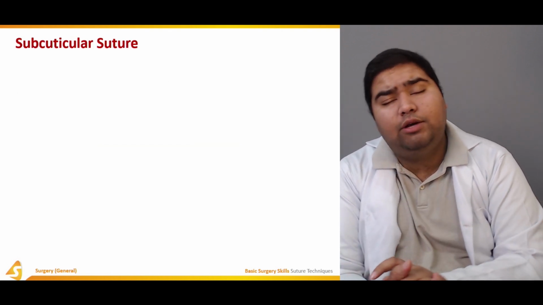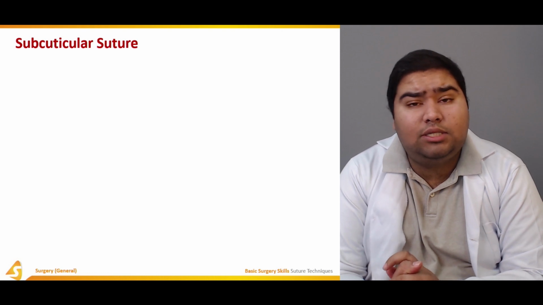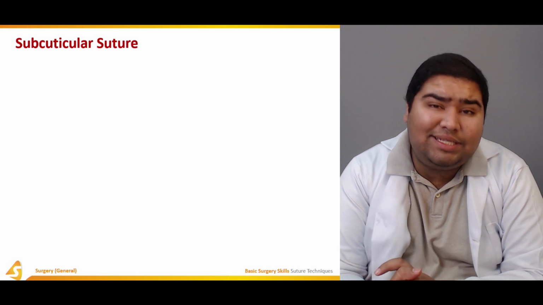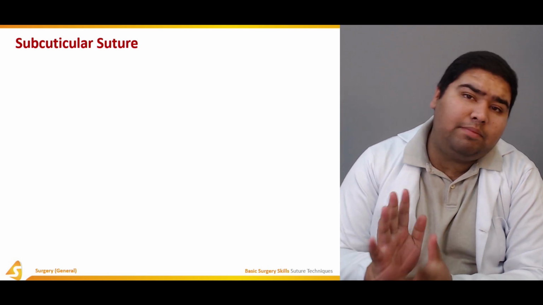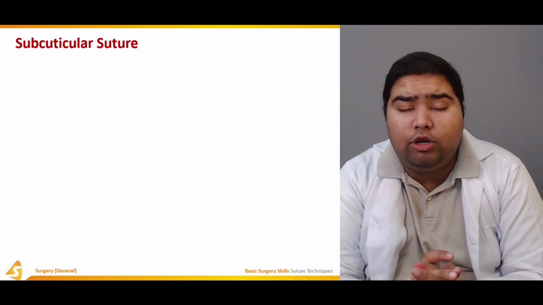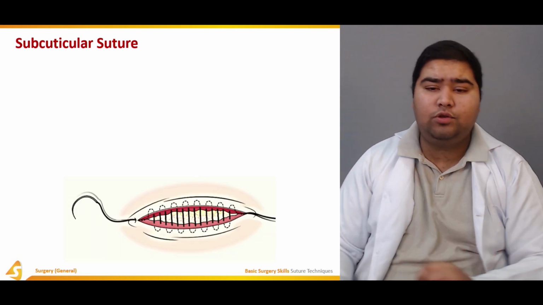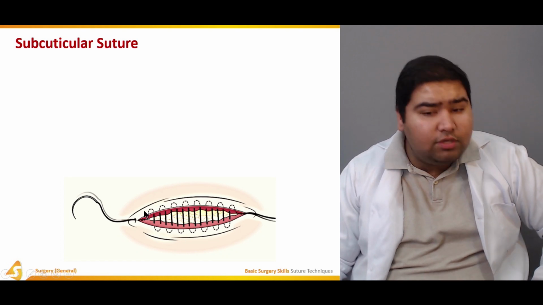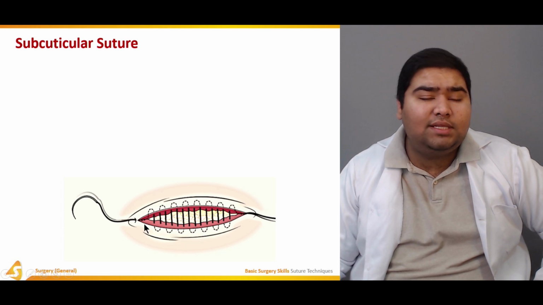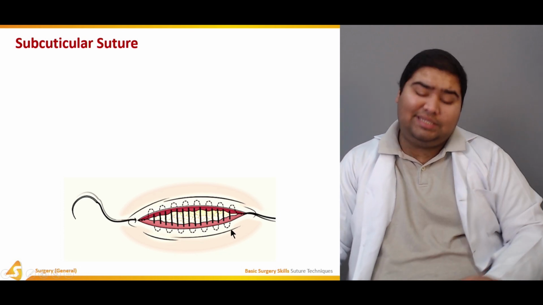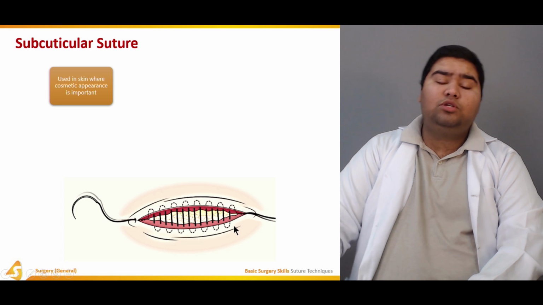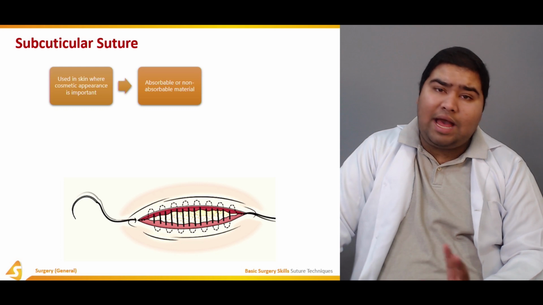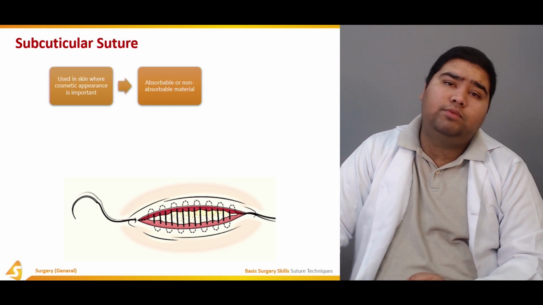Subcuticular suture, I've talked about it before. Subcuticular suture is involved in the conditions where cosmesis is very important. It can be done with an absorbable or a non-absorbable suture. So here you can see, subcuticular suture is a continuous type of suture, involves the skin, the subcuticular layer of the skin. So it is used in skin where cosmesis is important. We've talked about it. It can be used with absorbable or non-absorbable material.